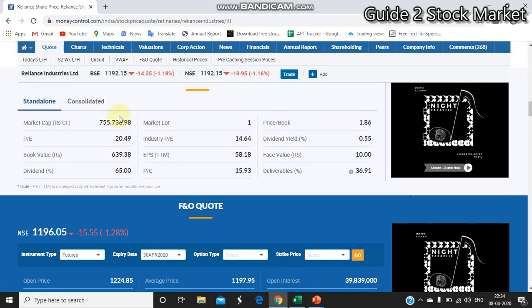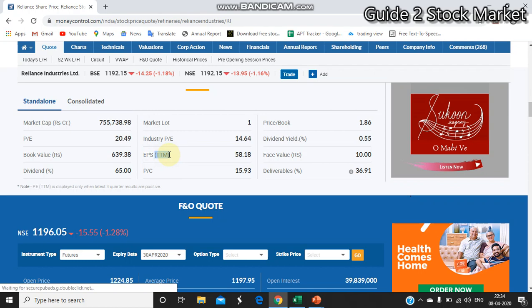You could see here the EPS is 58.18. Here there is something called TTM. What is TTM? Trailing 12 months. Trailing 12 months means the previous 12 months EPS is around 58.18. It is not for the proper financial year, it's for the past 12 months earnings per share. And the PE ratio for Reliance Industries is 20.49.